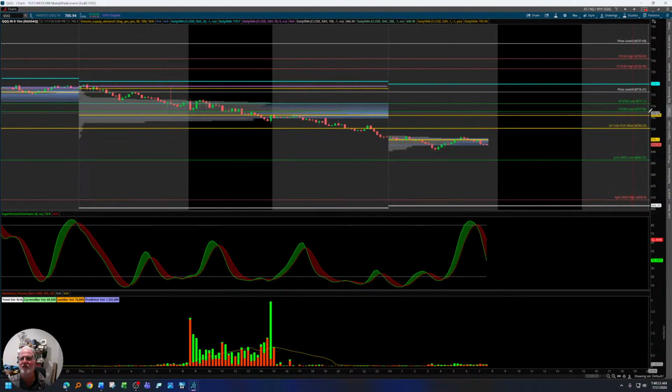So if you pop into 707.56, look for a sell on that, right? But you do have to understand you have the close here. So this is a close from yesterday, 705.94. That could be a decent level for pop and fade as well.